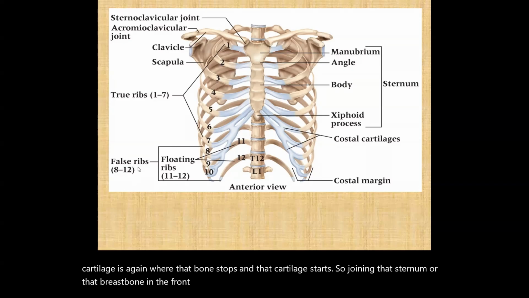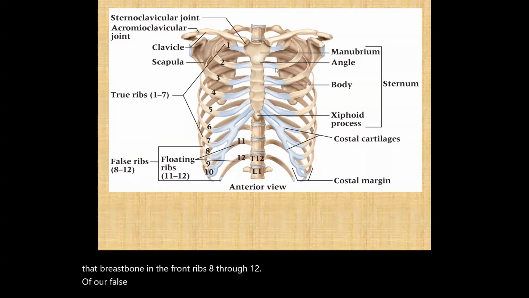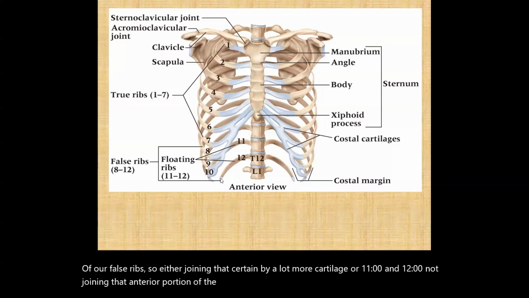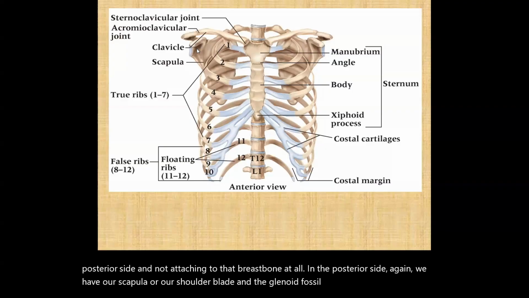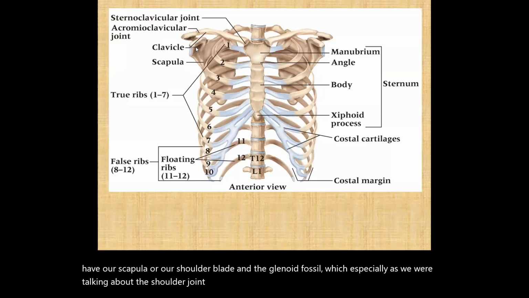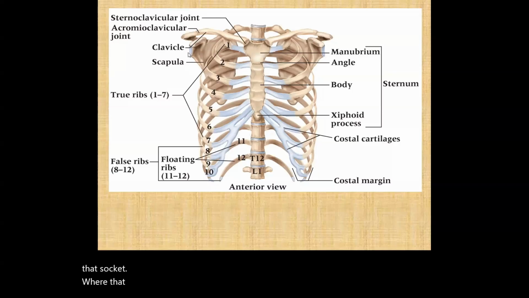Ribs 8 through 12 are false ribs, either joining that sternum by a lot more cartilage, or 11 and 12 not joining that anterior portion of the body at all, basically just hanging out more on the posterior side and not attaching to that breastbone at all. On the posterior side, again, we have our scapula or our shoulder blade and the glenoid fossa, which, as we were talking about the shoulder joint, the true shoulder joint ball and socket, is going to be that socket where that shoulder will form.